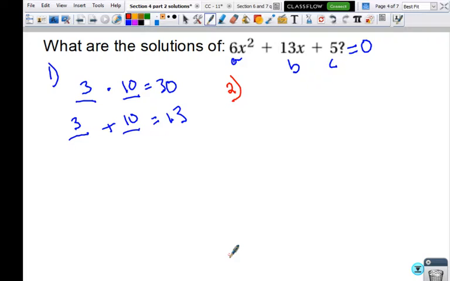Wait, won't we just write the exact same thing? Close, but what does step 2 say in your paper? Oh, rewrite B with your new numbers. Yeah, so what's it going to look like when I replace B? 6x squared, plus 3x, plus 10x. And then what's the last part? Plus 5. Yeah, you got it. No, add your stuff.